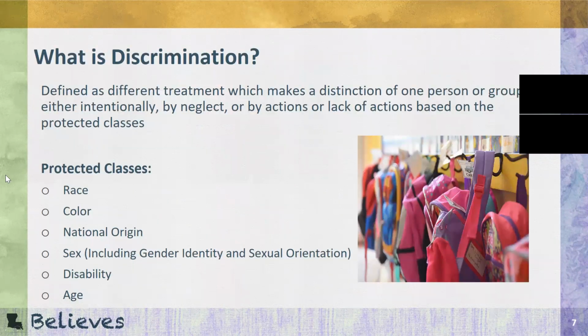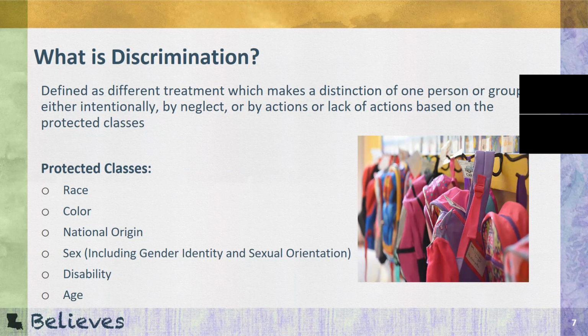What is discrimination? Discrimination is defined as different treatment, which makes a distinction of one person or group, either intentionally, by neglect, or by actions or lack of actions based on the protected classes. Examples of discrimination may include giving one group or type of participants larger or extra helpings of food, separating genders at mealtime, failing to provide children with a dietary disability accommodating meals, or failing to provide program information to all potential program applicants.